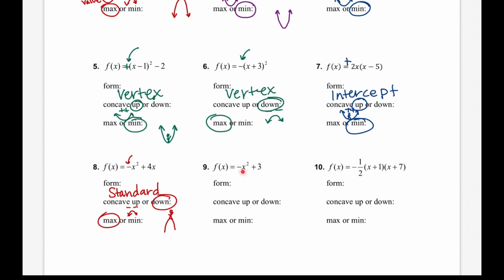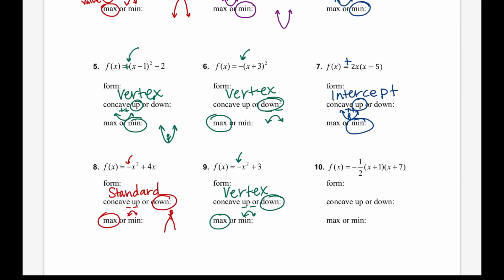You don't have an x and an x. There's no x squared in intercept form, so anything else is in vertex form. So this one's in vertex form. It has a negative in the front. Negatives point down. And you have a maximum point because it looks like a mountain.